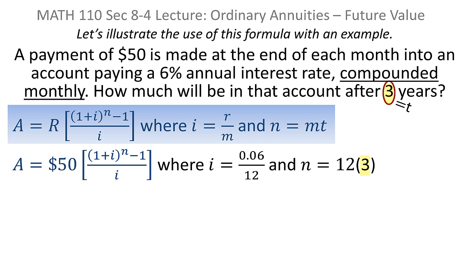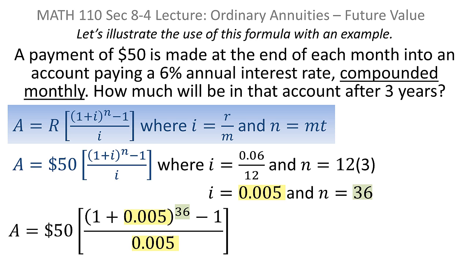Plug that in. And that tells you that if you take 0.06 divided by 12, you'll get 0.005. And if you take 12 times 3, you get 36. So you'll end up with those values for little i and n. And once you have those values, you simply plug them in to the formula. So if I take little i and replace it with 0.005 and little n gets replaced with 36, then my formula looks like this. And at this point it becomes a calculator problem.